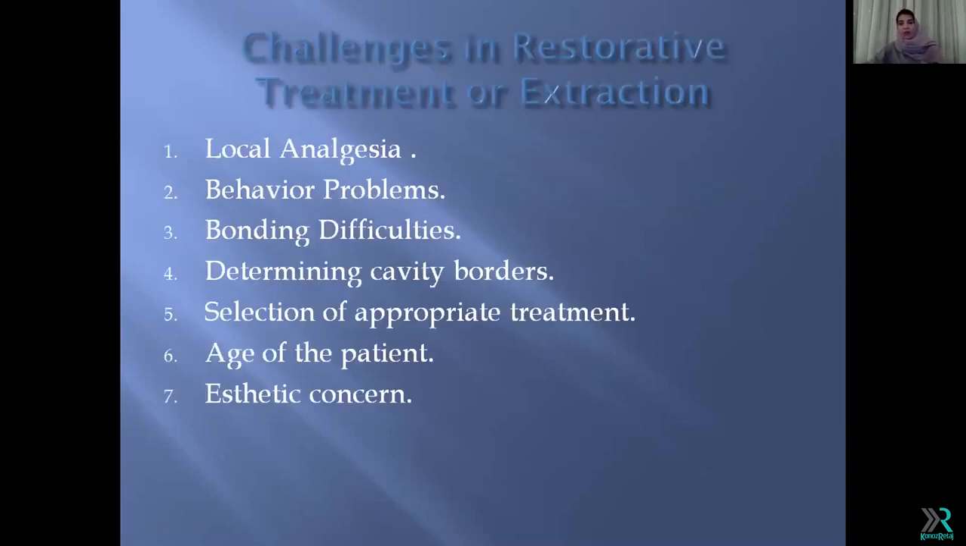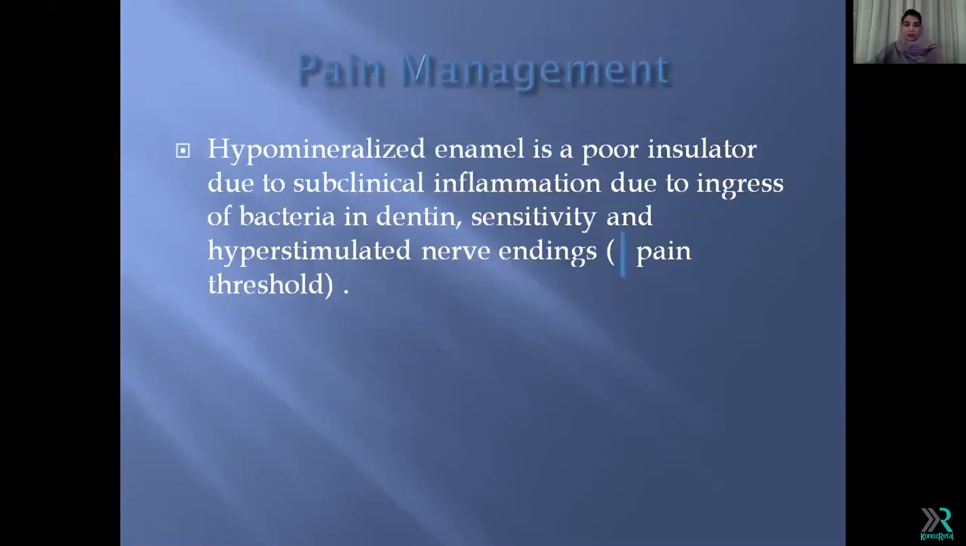If restorative treatment or extraction is the option, there are several challenges that face the pediatric dentist in managing such a child. There is difficulty in achieving profound local anesthesia, behavior problems, bonding difficulties, determining cavity borders, selection of appropriate treatment, age of the patient, and aesthetic concern. The hypomineralized enamel is considered a poor insulator due to subclinical inflammation from ingress of bacteria, dentin sensitivity, and hyperstimulated nerve endings, which lead to a decreased pain threshold.